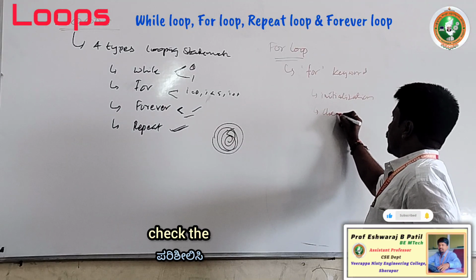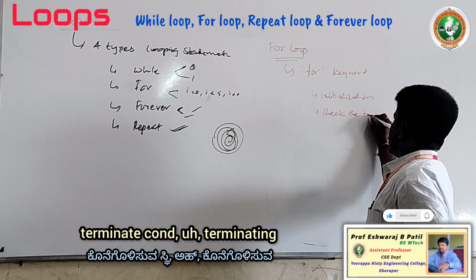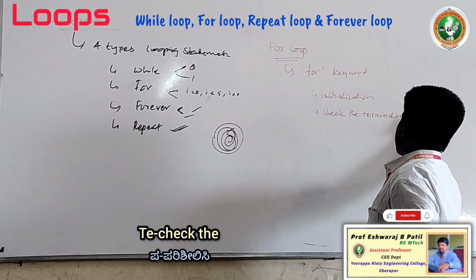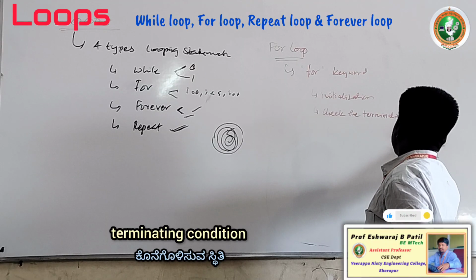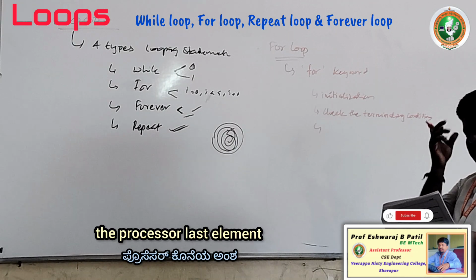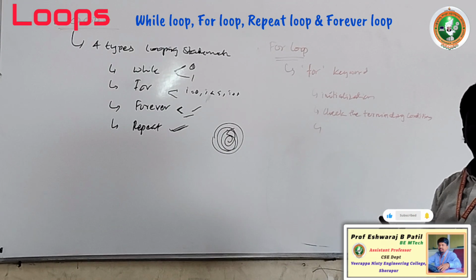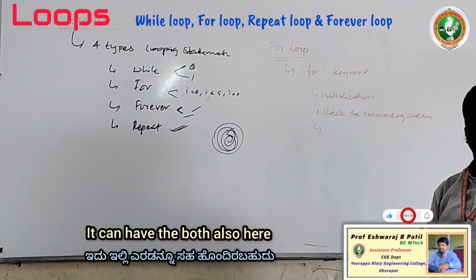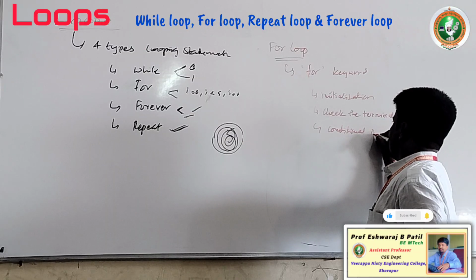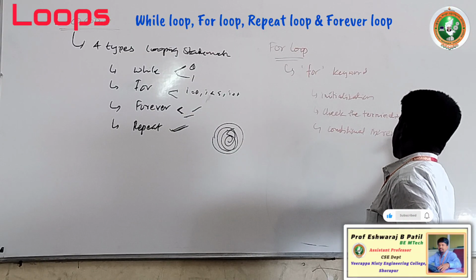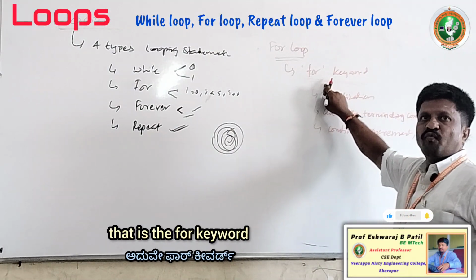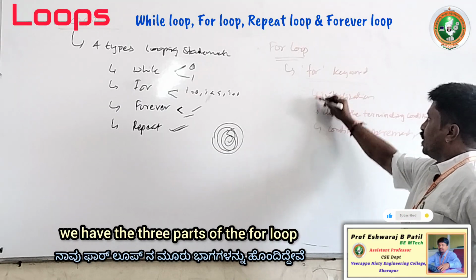Check the terminating condition. Okay, next is the increment. Next is the procedural assignment to change the conditional value, whether it is an increment or decrement. You can have both also here. This is the conditional increment or decrement. The for loop always works with one keyword, that is the for keyword.